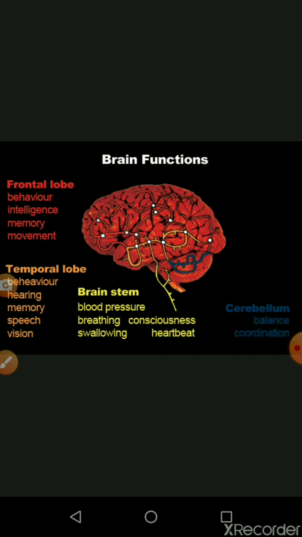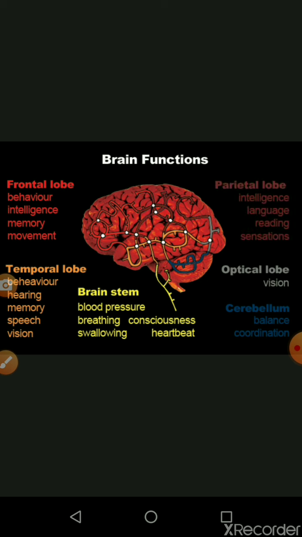Then the brain stem, which is the yellow colored substance, controls blood pressure, breathing, consciousness, swallowing. Then the heartbeat is also controlled. Then the occipital lobe controls vision. So all these activities are controlled by a step by step process. Once the brain receives the signal, the particular part receives the signal and detects it. Based on the detection it performs some kind of reaction.